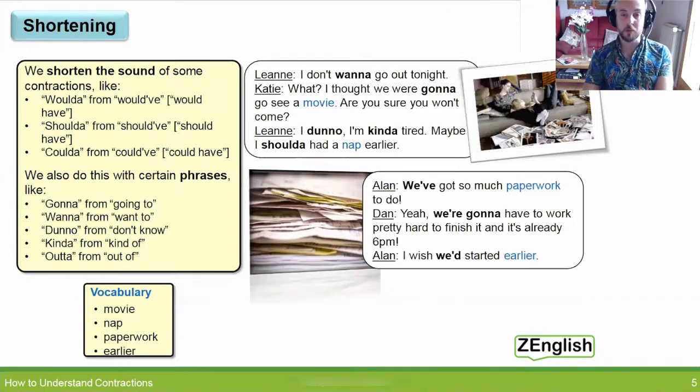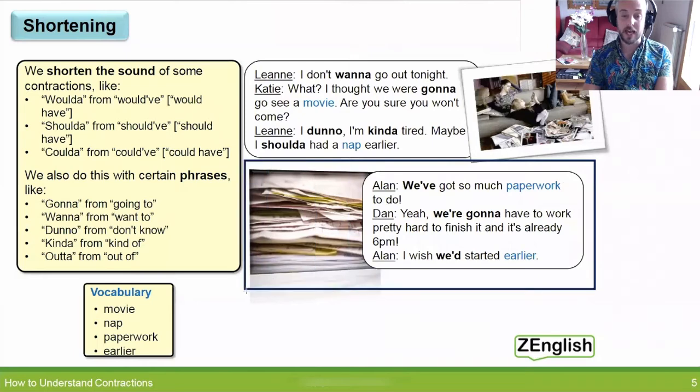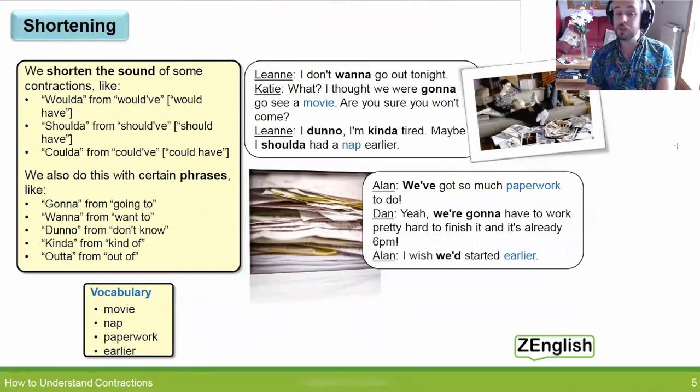Let's finish this page up with a conversation between Alan and Dan. This is more of a business conversation, again showing us that we can use these things in business situations as well. We've got so much paperwork to do. Yeah, we're gonna have to work pretty hard to finish it, and it's already 6 p.m. I wish we'd started earlier. So in this case, we're using gonna as our shortening, and we've also got we've, we're, and we'd as our common contractions. Actually, I think we could probably also use oughta in this conversation between Alan and Dan.